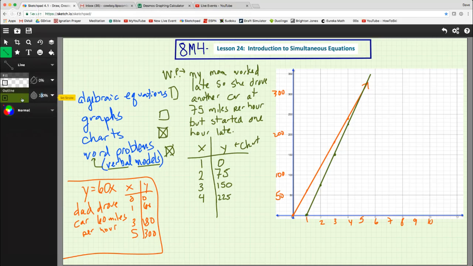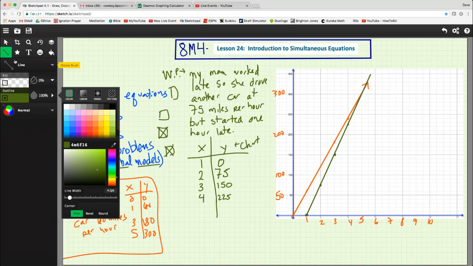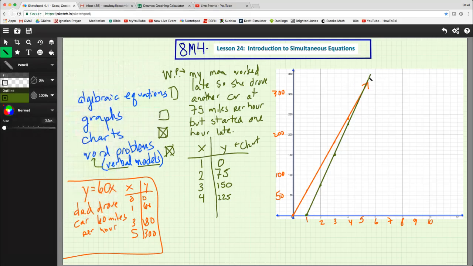So my question is, it looks like these lines catch up to each other. And that makes sense. All right, so we've graphed it. And it makes sense that they'll run into each other. And let's look at that. Why is that true?